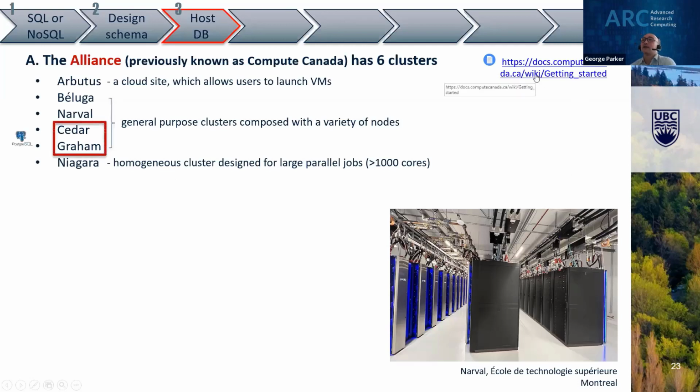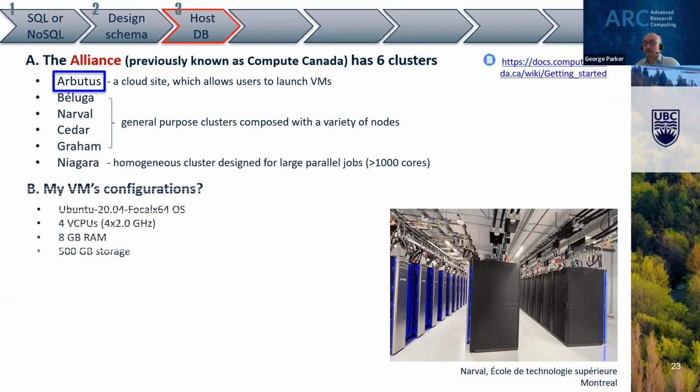I could go for Cedar or Graham because they have a Postgres database server installed already. But I think I'm okay with managing and installing the server myself. So I will go for Arbutus. Next question, what sort of virtual machine do I want? I think I like Ubuntu operating system, 4 CPUs, 8 gigabytes of RAM, and 500 gigabytes of storage.